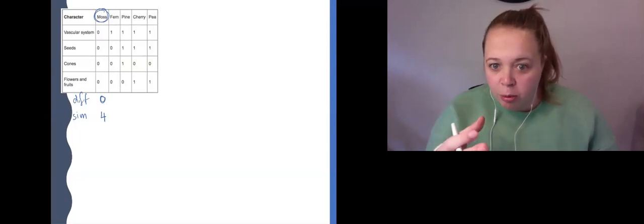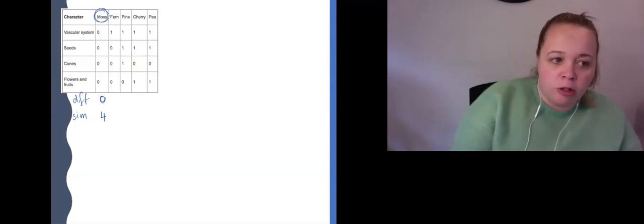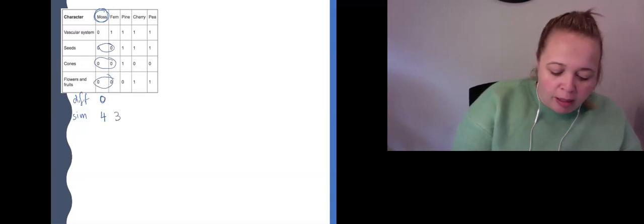All right, I'm hoping that you've paused and we're coming back. So now we're going to compare a fern to a moss. Let's have a look at how many similarities they have. They both don't have seeds, okay? So that's 1 similarity. They don't have cones, they don't have flowers and fruit. So they have 3 similarities and they have 1 difference.